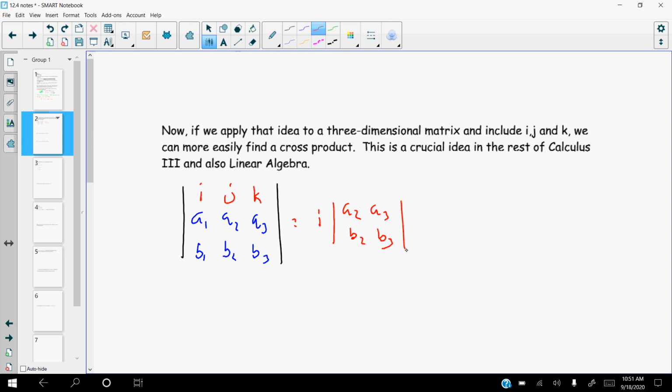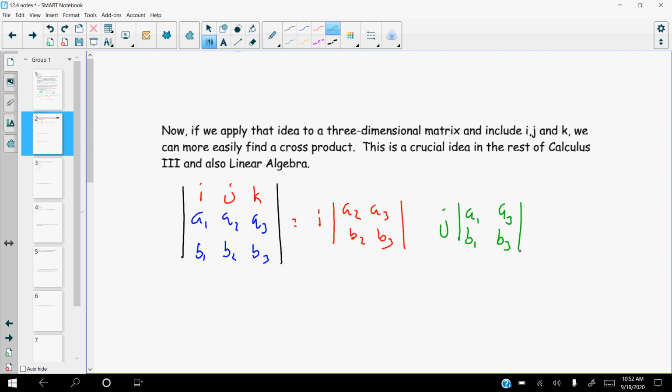This is the process that we're going to use for all of them. We need to do exactly the same thing with the J. If I eliminate the J row and the J column, it leaves us with A1, A3, B1, B3. Don't change the order; it's got to stay in the same order. So that's going to leave us with J times A1, A3, B1, B3.